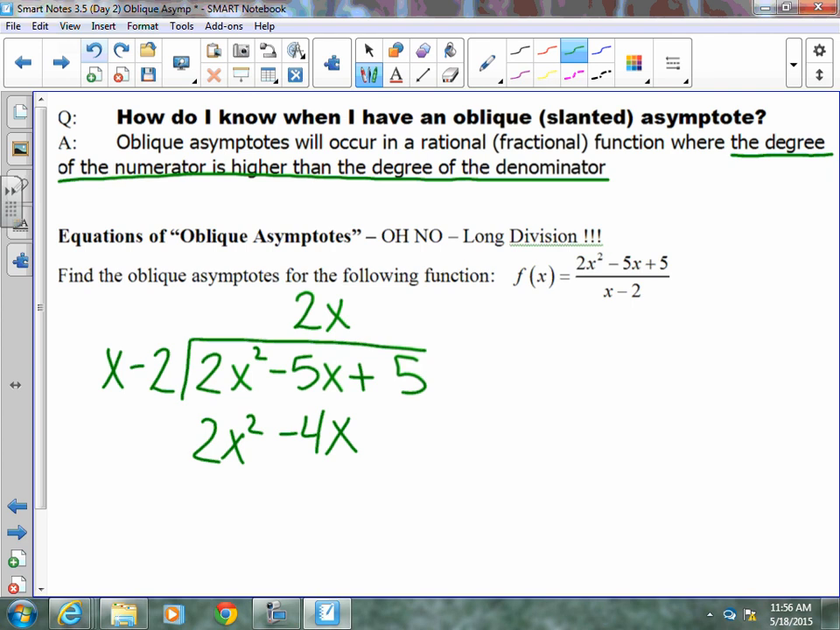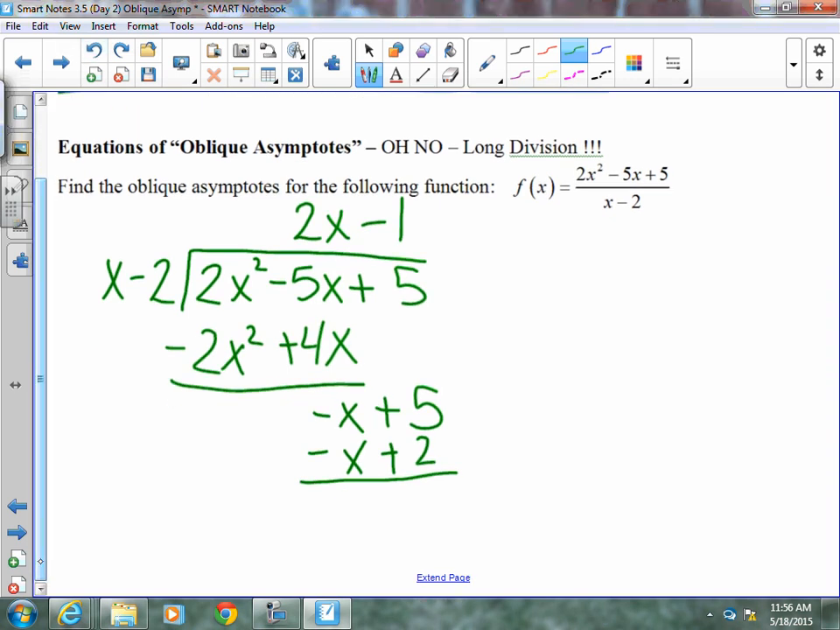Subtracting is really adding the opposite. So we're going to make the opposite and then add to get negative x plus 5. X times what will give us this negative x? Well, negative 1. Distribute the negative 1 to the divisor out front. We get negative x plus 2. And we need to make it the opposite, and we get 3.